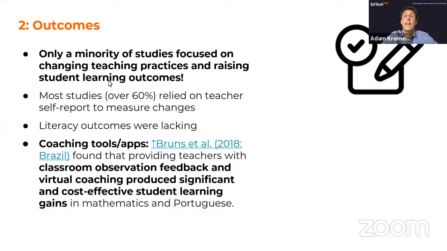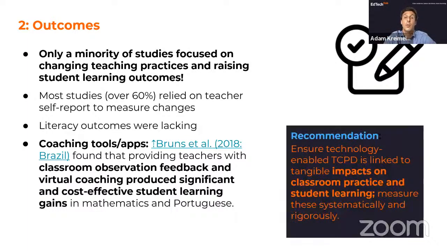Thanks. So yeah, the second takeaway looks at outcomes, and we found that only 17% of the total number of TPD outcomes recorded focused on changes in teaching practice or student learning, which is pretty significant. The majority of outcomes focused on teacher self-reporting, so there's a definite need to increase the amount of direct observation, for example, by head teachers, by implementers, by coaches, researchers, etc.